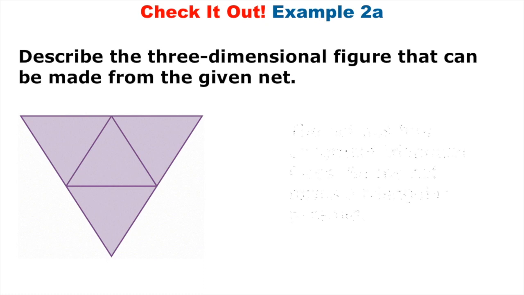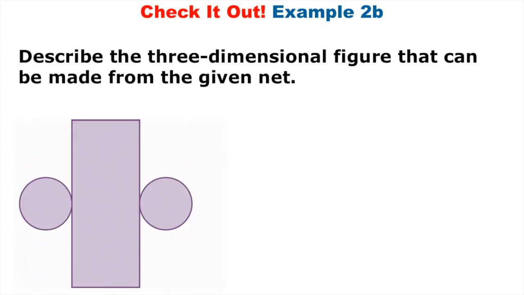In this example, we have 2 circles and a rectangle. The only shapes that have circles are going to be a cylinder and a cone. So since cylinders have 2 circular bases and cones only have 1 circular base, I know that this has to be a cylinder.